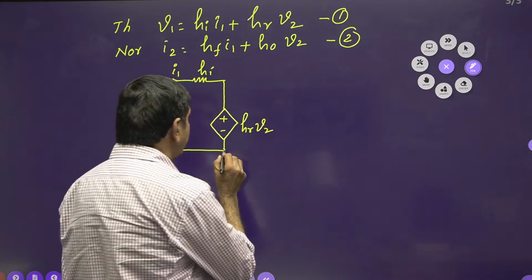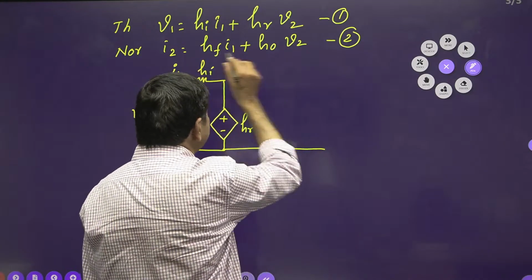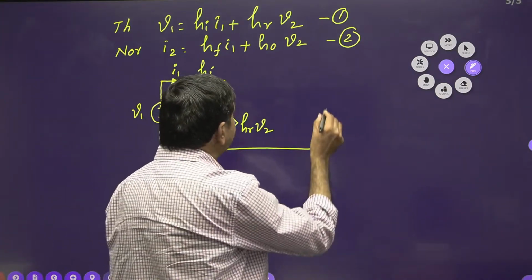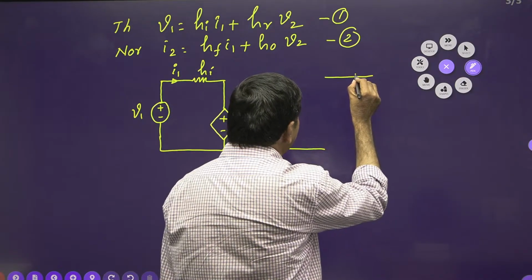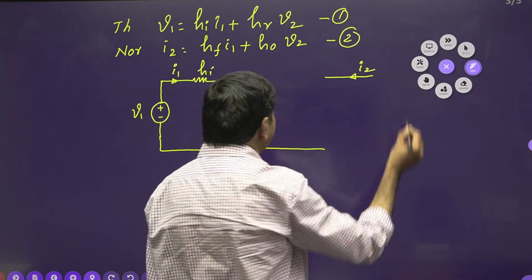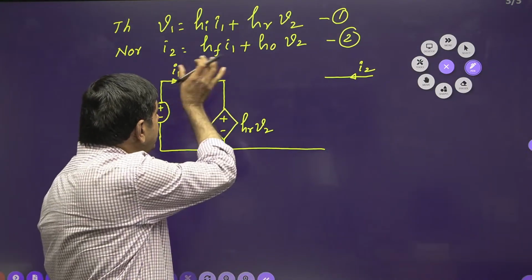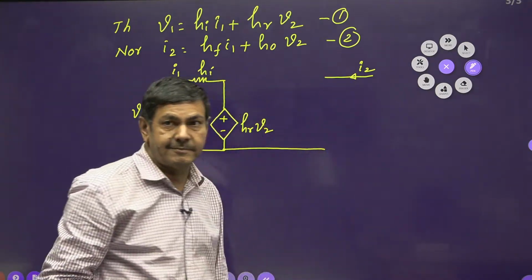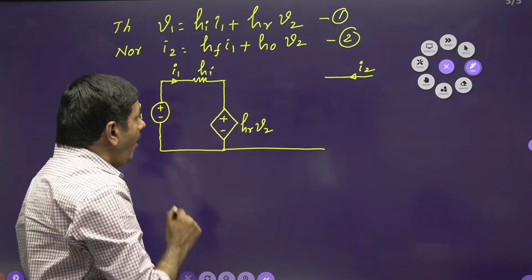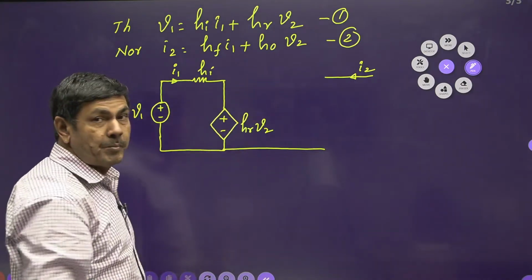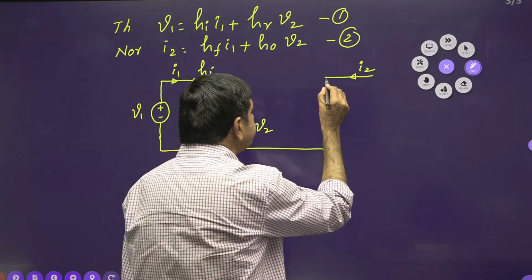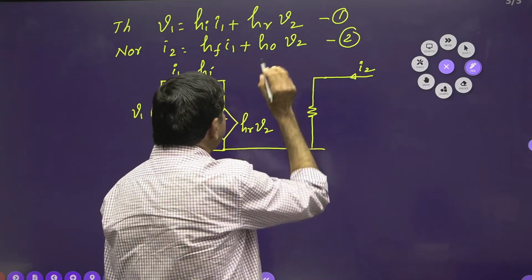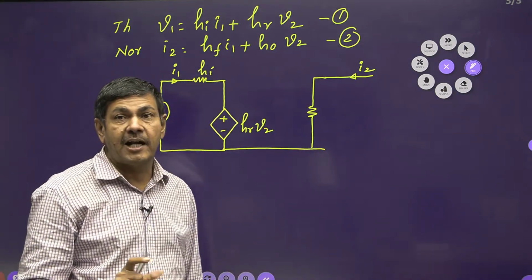But on the output side, we get one more circuit, that is nothing but the Norton's equivalent circuit. Norton's equivalent circuit means we need to have a current source. On this side I can put the current I2. This current equals this current plus this current. That means the current is divided into two paths here, which is why we get two currents. I2 is divided into two parallel paths. One carries H0 into V2, and H0 is nothing but output admittance.